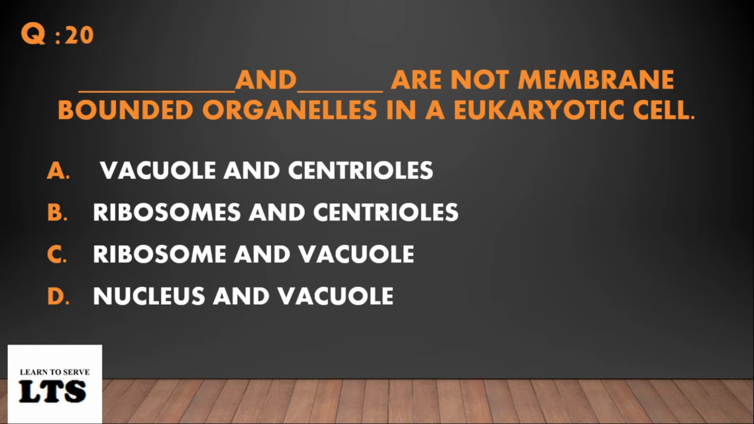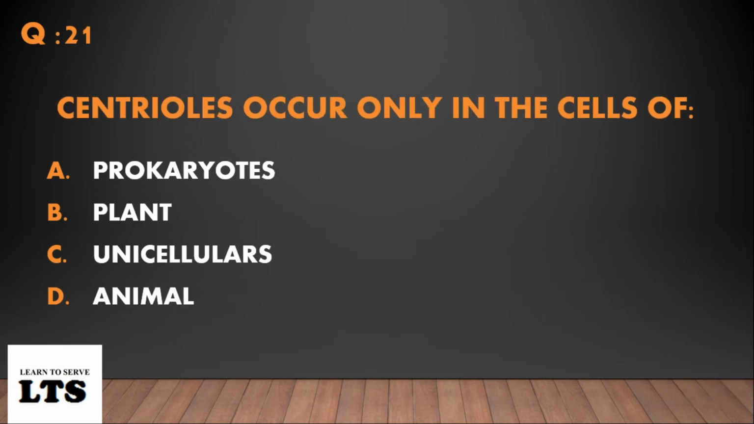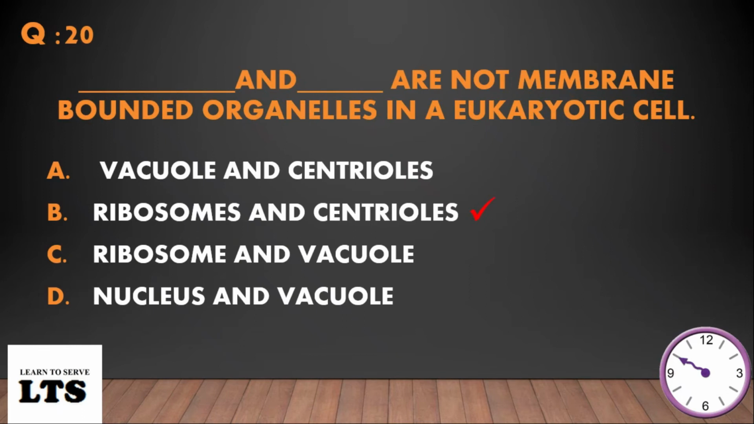The next one: dash and dash are not membrane bound organelles in a eukaryotic cell. Option A, vacuole and centriole; option B, ribosome and centriole; option C, ribosome and vacuole; option D, nucleus and vacuole. The answer is ribosome and centriole.